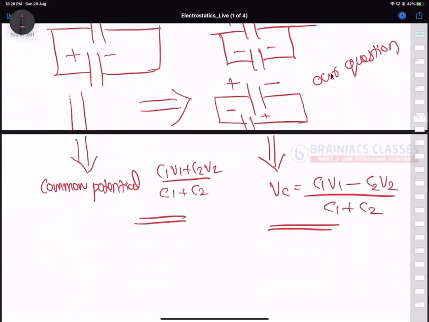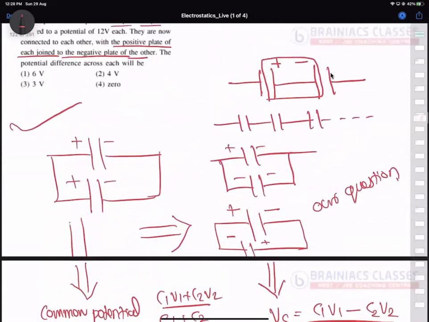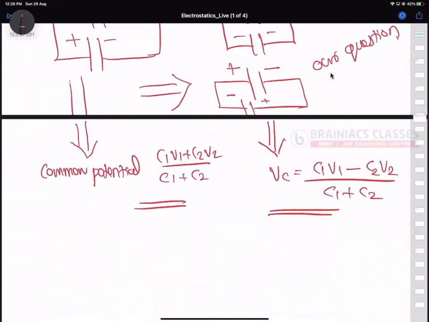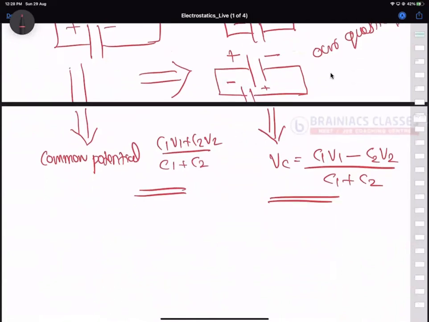In the normal case, if the question does not say anything about the terminals, then our general formula is C1 V1 plus C2 V2 divided by C1 plus C2. In this question, the positive terminal is joined to the negative plates of the other, so the formula is C1 V1 minus C2 V2, because the second connection is reversed. Now we'll substitute the values. What is C1? 6 microfarad.